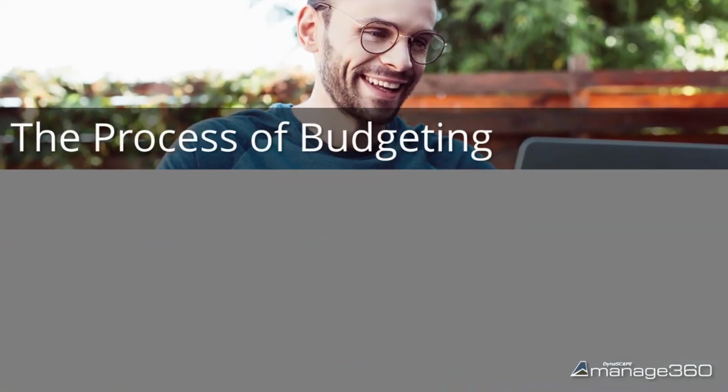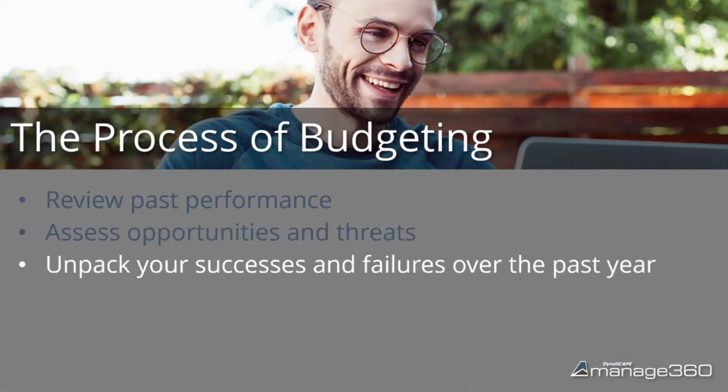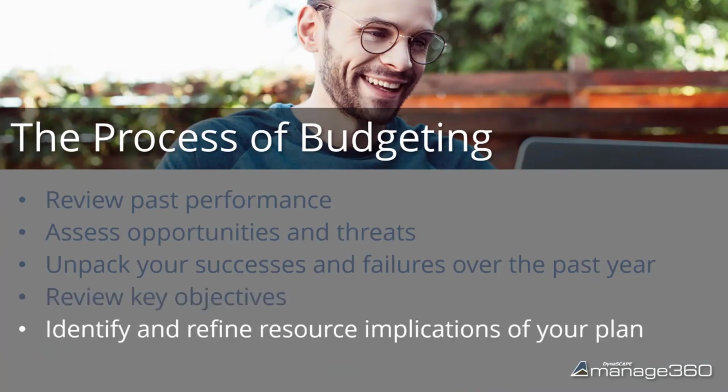But first, a little about the process of budgeting. It's something you should go through at the end of your season and in the ramp up to your upcoming season. You want to review past performance and assess all of your opportunities and threats. Unpack the successes and failures over the past year: what worked, what didn't. Review key objectives. Why are you doing what you're doing? What do you want to achieve in the upcoming season? Then identify and refine the resource implications of your plan.